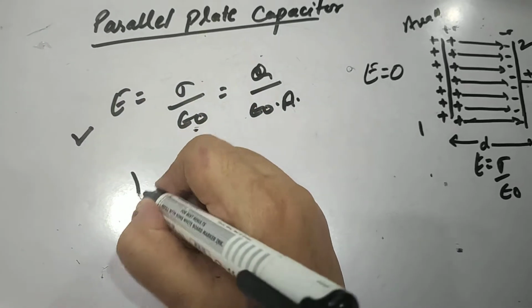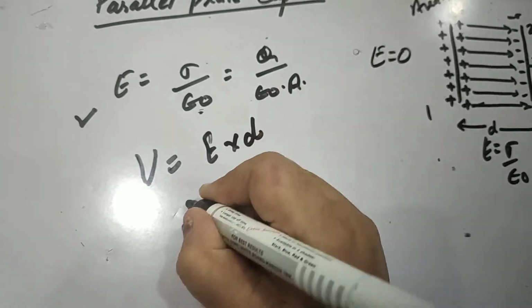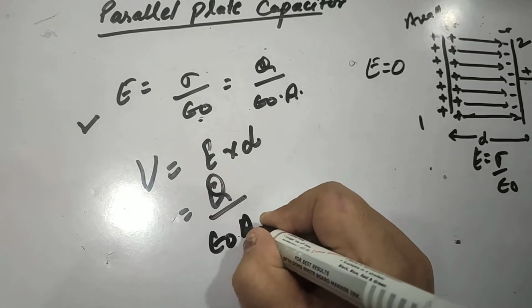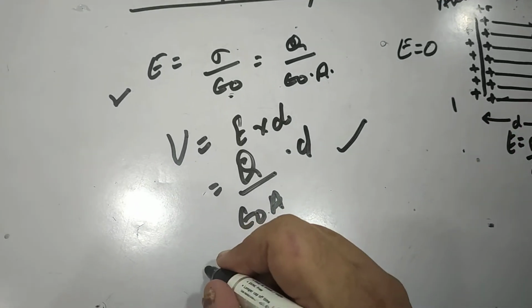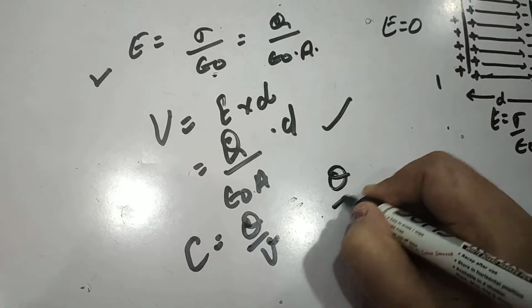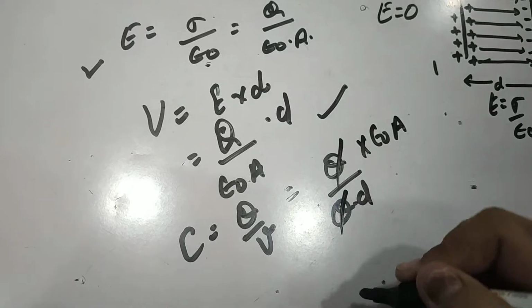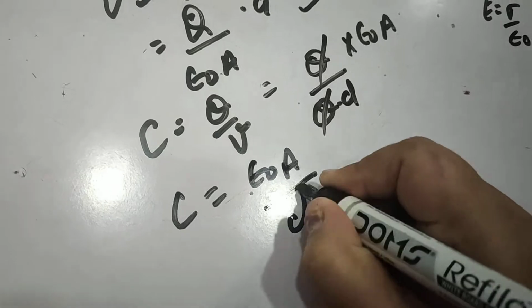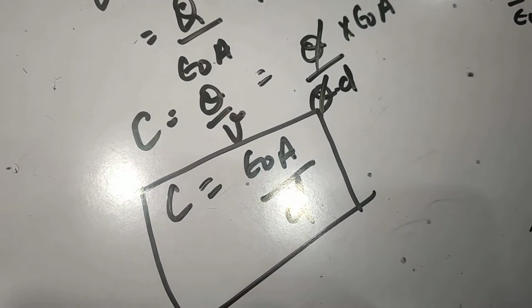Now what do we need to calculate? We need to calculate V. V is equal to E into D. So putting the value of E, it is Q upon epsilon naught A into D. So V we have calculated. Now where do we have to put it? We have to put it in C is equal to Q by V, or Q upon Qd by epsilon naught A. So Q cancels, and we get C is equal to epsilon naught A by D. So this is the capacitance of the parallel plate capacitor.